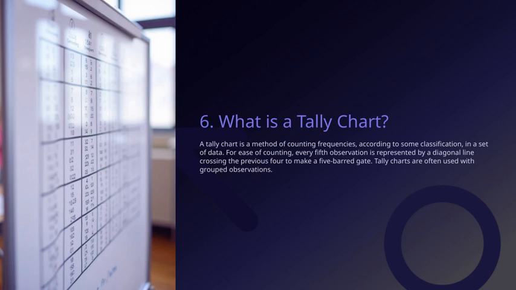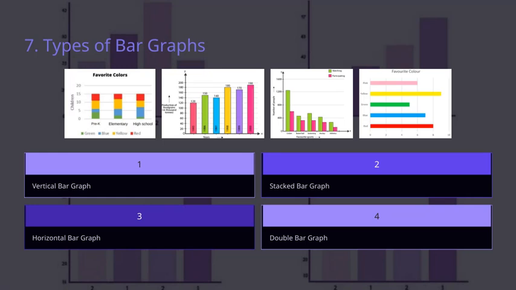Tally charts are especially useful when we're dealing with grouped observations, meaning data that falls into different groups or categories. Overall, they're a simple, effective way to keep track of frequencies and organize our data clearly. Now, let's explore the different types of bar graphs that you might encounter.